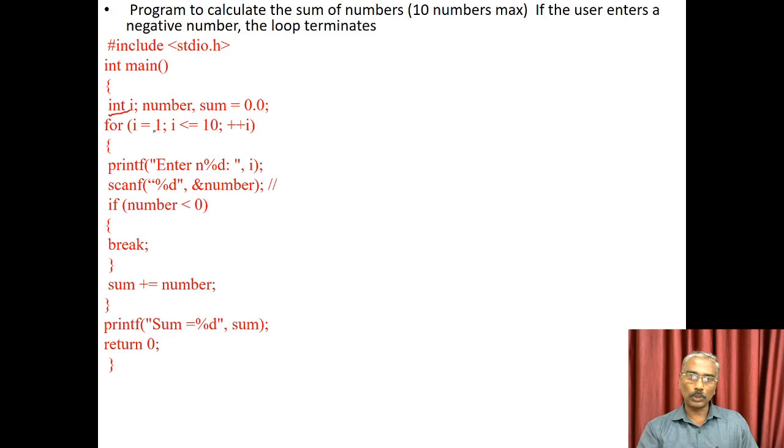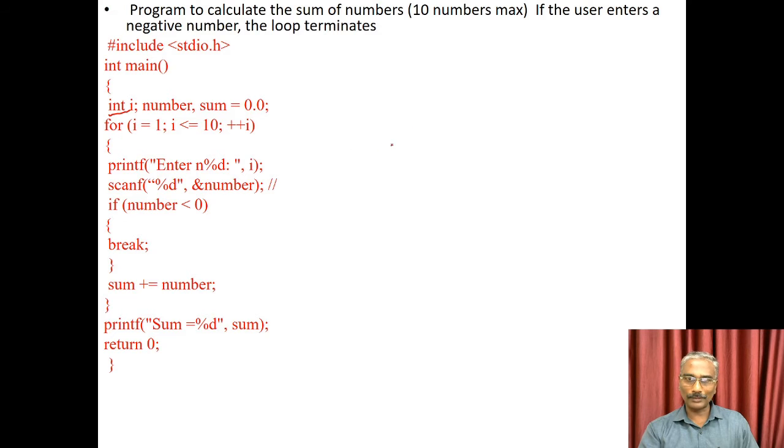i is equal to 1. This is the initial value. The next one is the conditional statement. The next one is the update statement. So for the first time it gets the value for i, and it will print the value of i. Then with scanf you are getting the number.